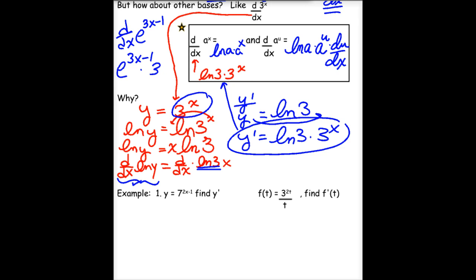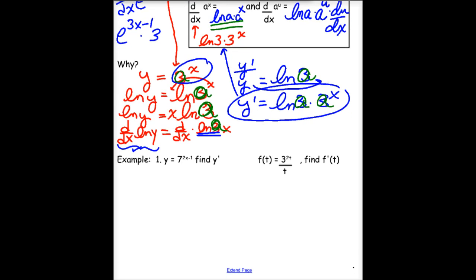Watch me go change this now. Instead of having a specific proof for a specific base, if I change this to an a for any base, then this would have been an a, this would have been an a, this would have been an a, this would have been an a, and it would have been ln a times a to the x. Do not prove it ever again. It will always happen. So the derivative of 8 to the x is ln 8 times 8 to the x. It's nice and easy. All right, so let's go down here and practice this in its straight up form.